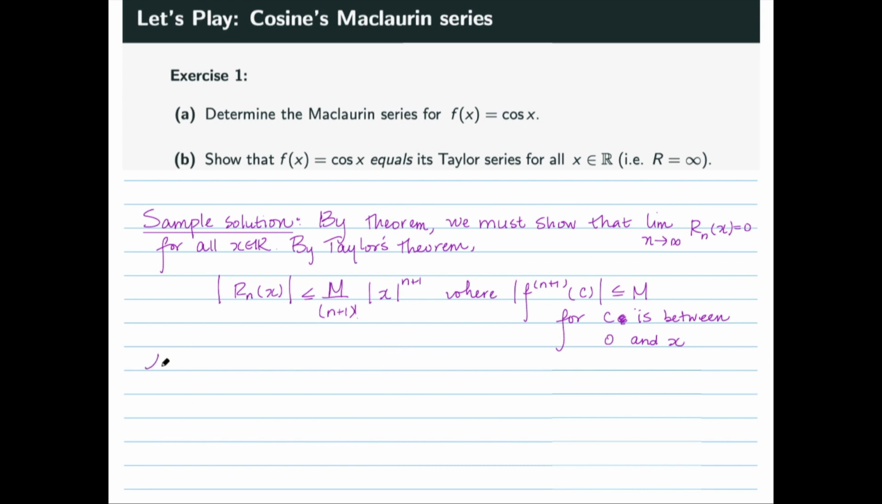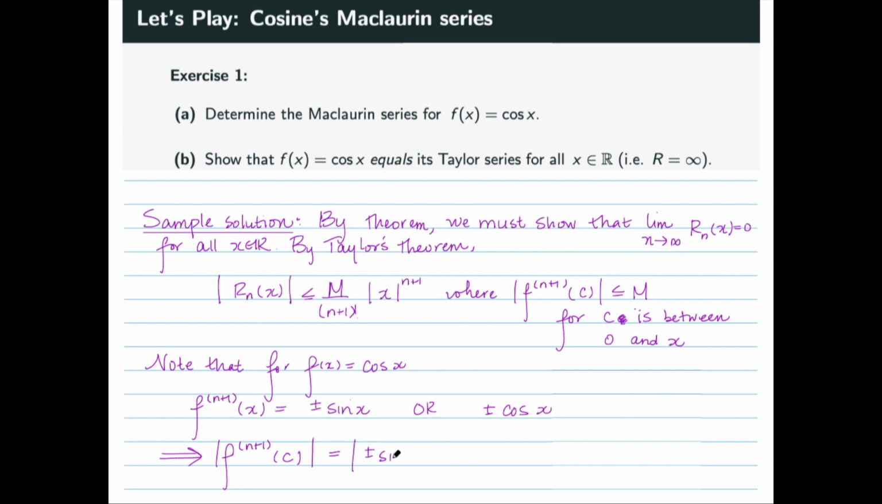So now we note that for f of x equal to cosine of x, the n plus first derivative, hopefully this makes sense, is either going to be plus or minus sine of x, or plus or minus cos. Right, they alternate. And so if we take the absolute value, and let's put that c in there, it's going to be equal to the absolute value of plus or minus sine of c, or plus or minus cos of c.